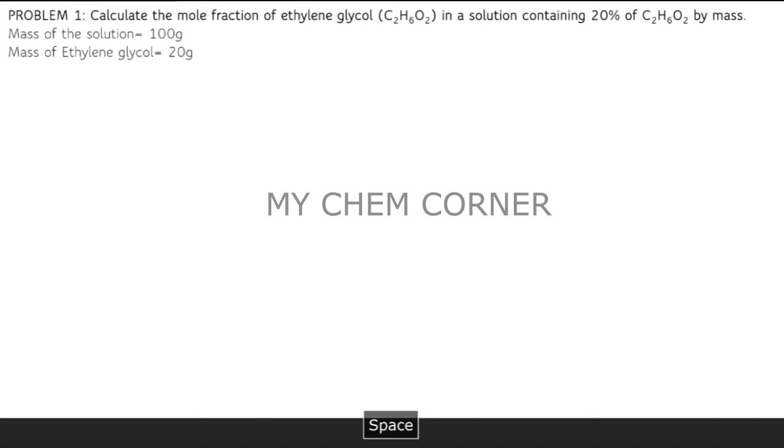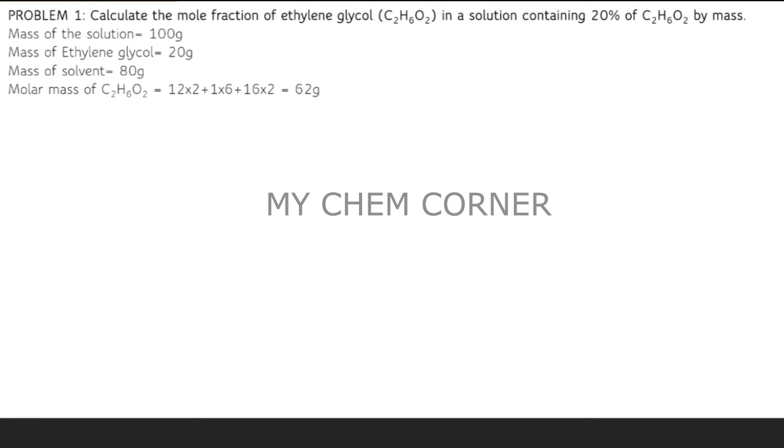Out of that 100, 20 grams is going to be for ethylene glycol. That's what is mentioned here. The remaining is going to be the mass of the solvent, which is 80 grams. So this is what is given to us in the question. Now, when you look at your mole fraction formula, it clearly says number of moles of solute by total number of moles of the entire solution.